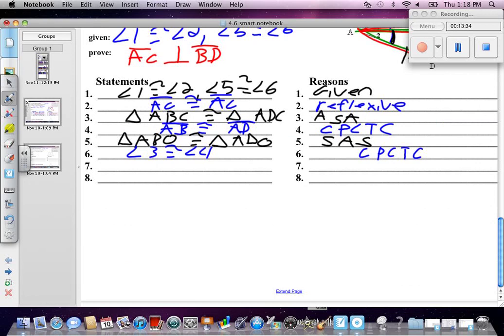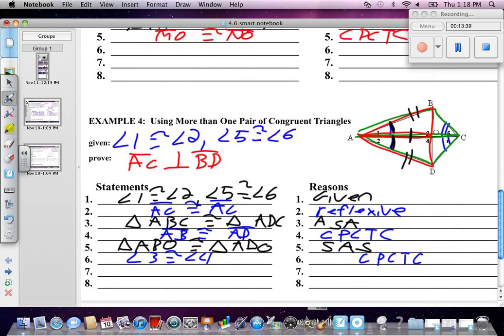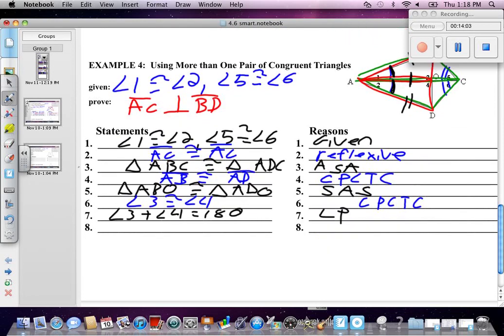Okay. What do 3 and 4 make? If I add them up and put them next to each other, it makes a linear pair. So I'm going to say angle 3 plus angle 4 equals 180, linear pair postulate. Okay. There are three more steps. I know there isn't enough room, so you're going to have to write these in at the bottom. So I'm going to substitute: angle 4 plus angle 4 equals 180. This is substitution.